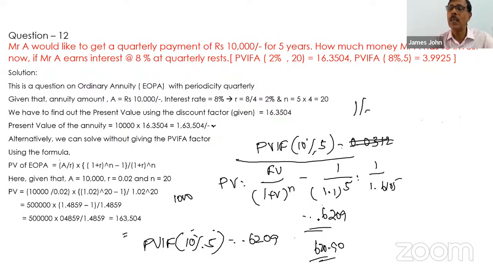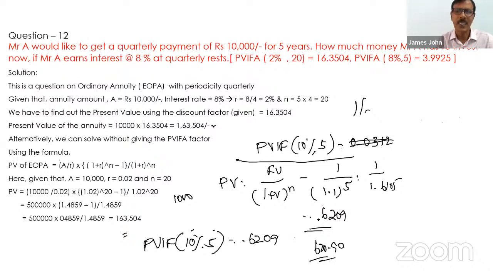The other one is PVIFA, that is present value interest factor of an annuity. It means you are making an annuity payment for a certain period, and what is its present value? For that is PVIFA. Sir, in this question, we have given 2 PVIFA, right?